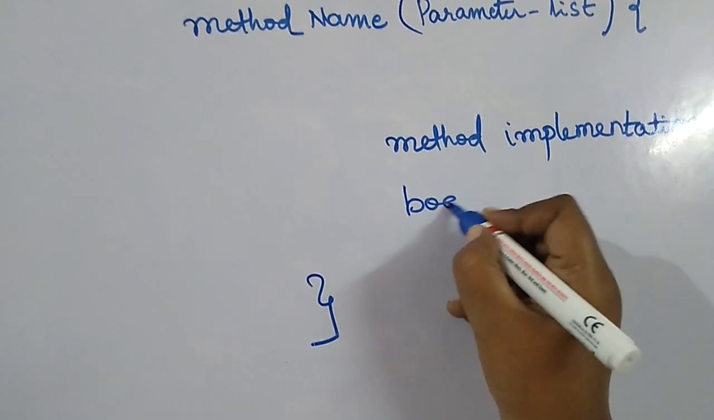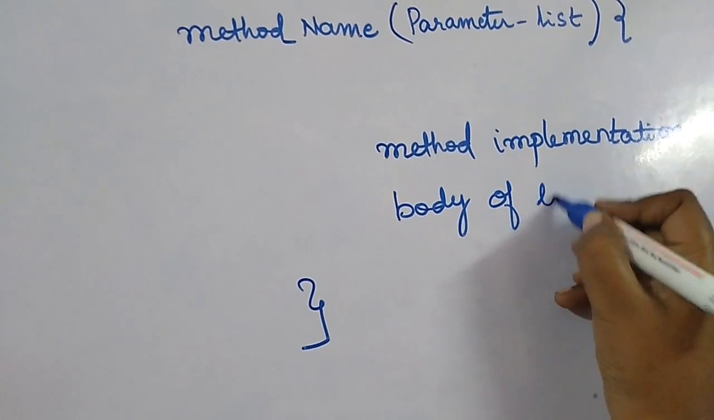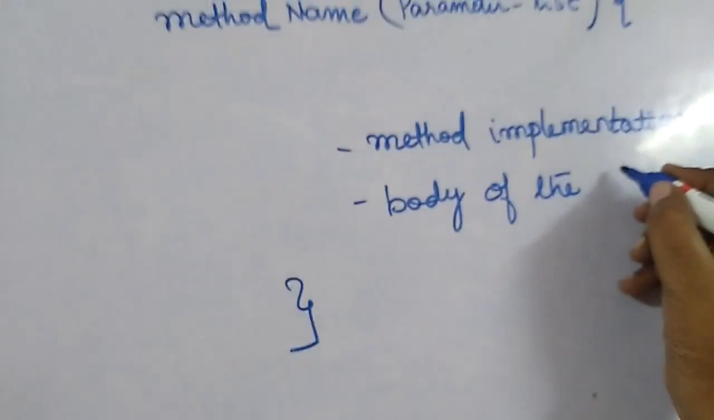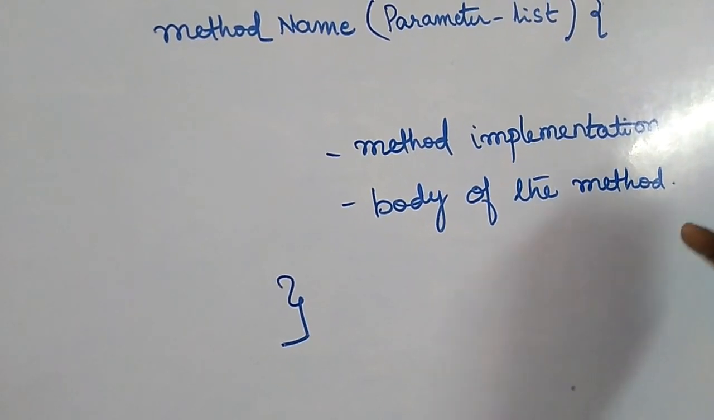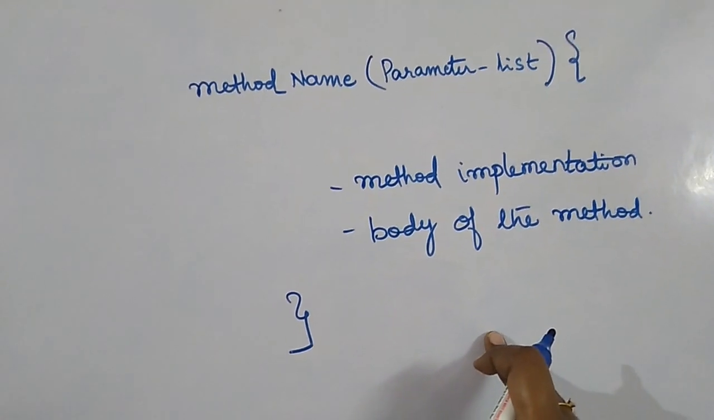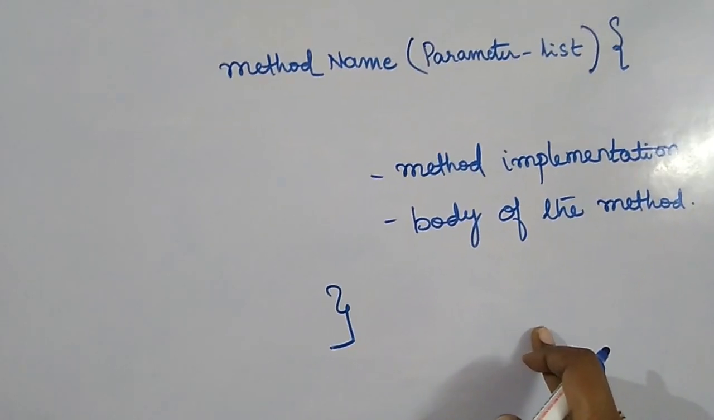So this is for the method implementation. You will also call it the body of the method. Okay, so this part is called the body of the method. Whatever your logic is, you will be putting all those statements inside this open bracket and close bracket.